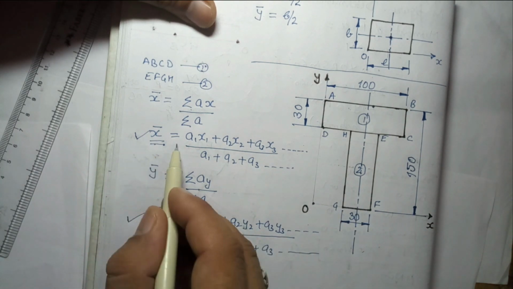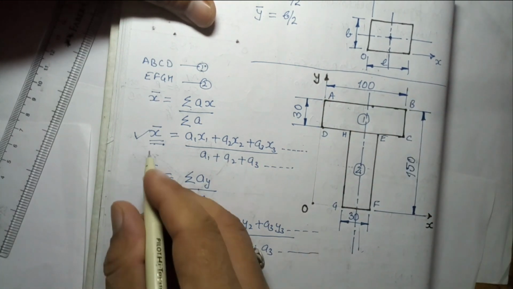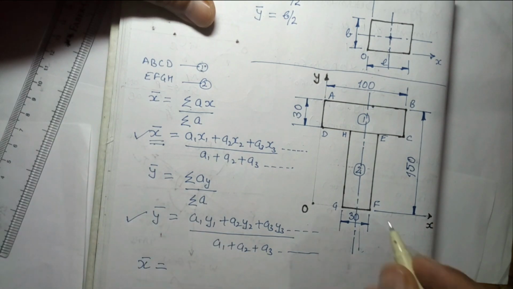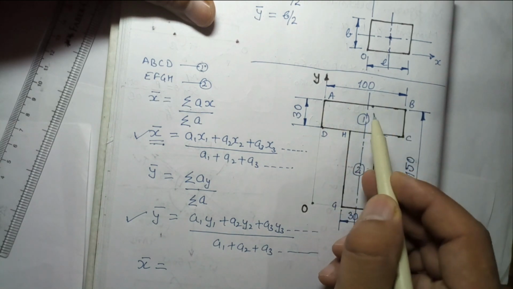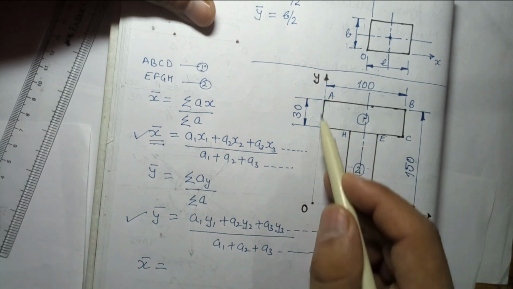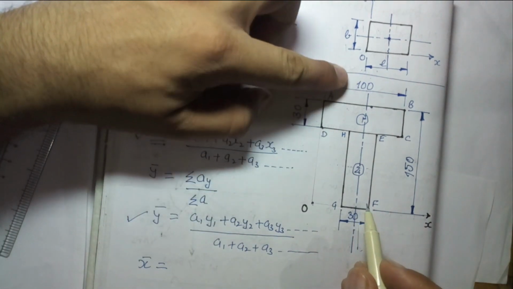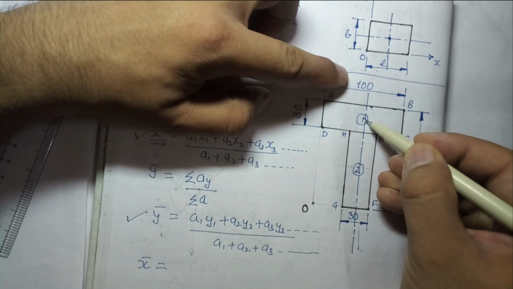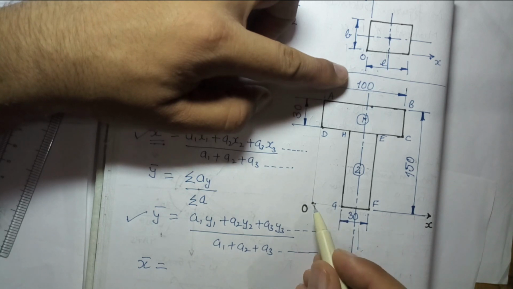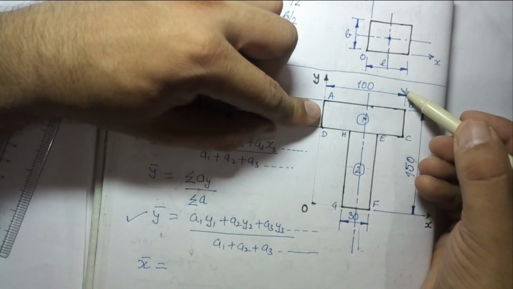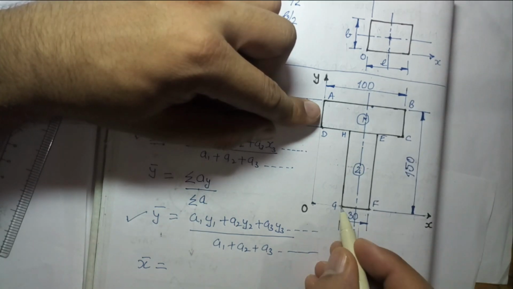X bar is the distance in the direction of x from the y-axis. The centroid will lie on this line, so how can we directly say what the x bar will be for this object? How much distance is this? If I take this as 100, it will be 50 from the y-axis. Here also you can count: this is 100, this is 30, half is 50. So how much on this side? 15 plus how much on this side? 35. You can calculate here now. 100 on this side, 30 on this side, the rest part is 70, 100 minus 30 is 70, so 35 on this side and 35 on this side.